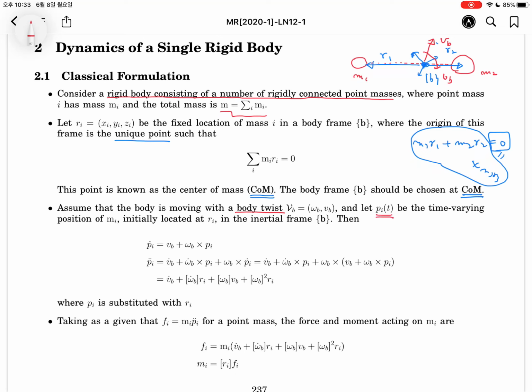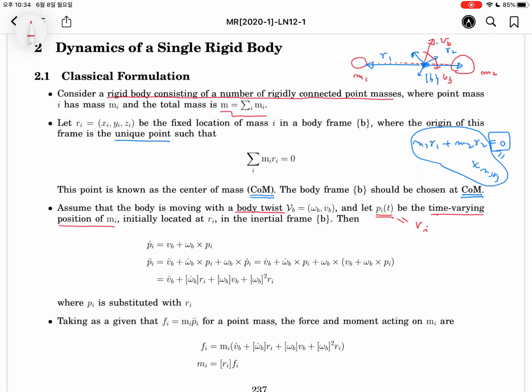Actually pi is the same as Ri. But in the previous section, we talked about Ri as a constant, fixed point. So we will replace it with the time-varying position of Mi. Initially, Ri is the same as Pi, but the rigid body is moving. At that time, Pi can change according to the movement of the rigid body.